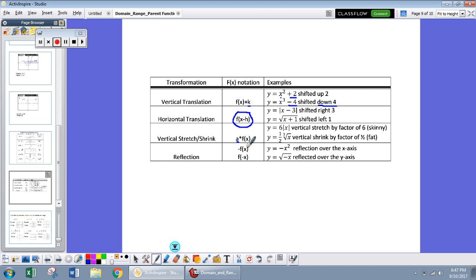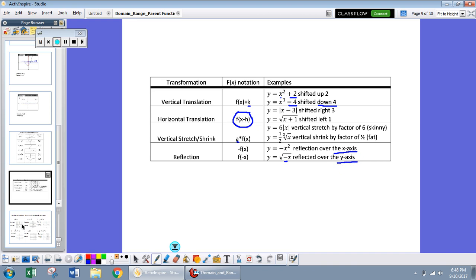We can also do reflections by putting a negative on the outside, affecting the outputs. So again, if you think about it, you put a number in, you do an operation, then you make it the opposite. That's going to make that reflect over the x-axis. Whereas if we put a negative on the inside of the function, that's going to affect our inputs, which are the x values, so therefore it would reflect over the y-axis.